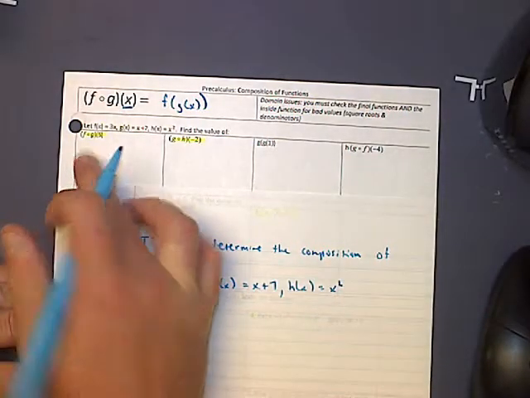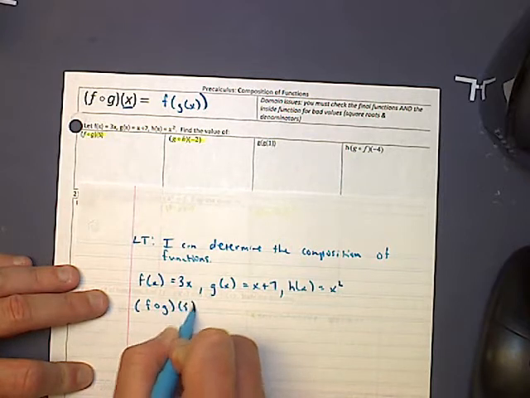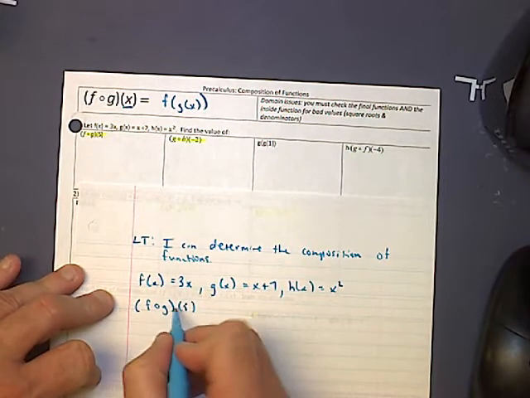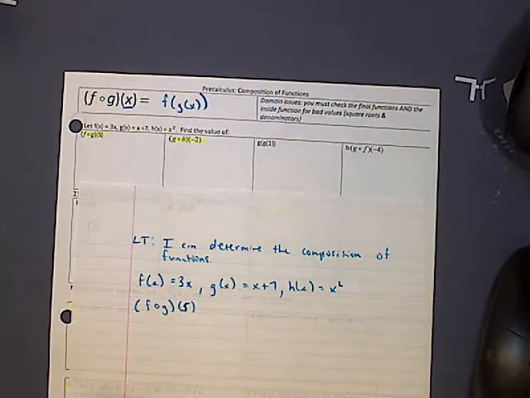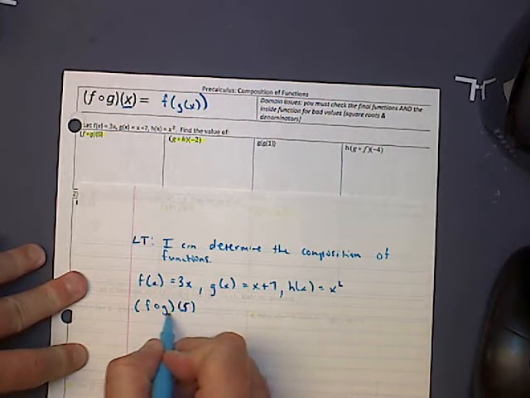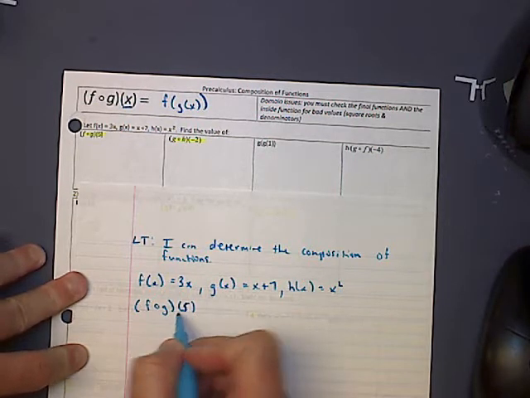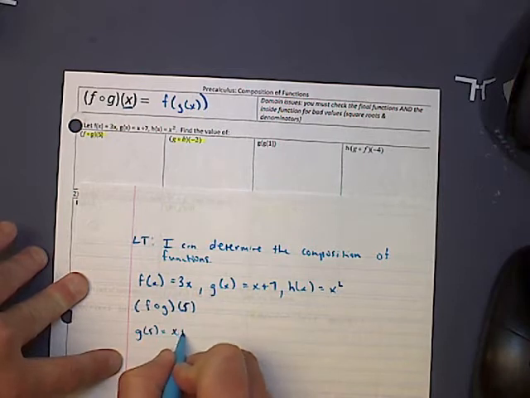So this first one we're doing, this first box has F of G of 5. And that's how you say it. F of G of 5. Practice that with me now. F of G of 5. Okay, the 5 is closest to the G. So that means I'm going to plug the 5 into the G function first. G of 5 equals x plus 7.